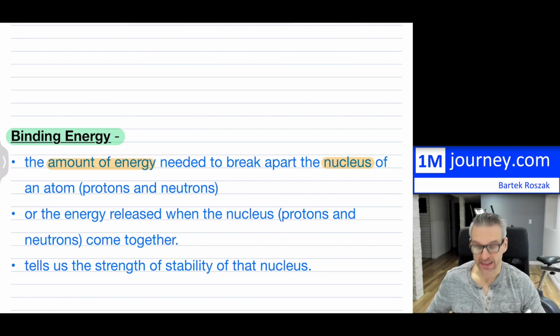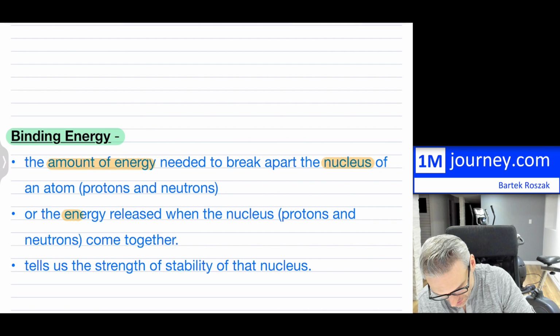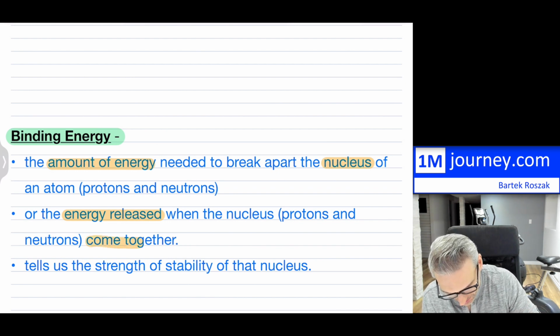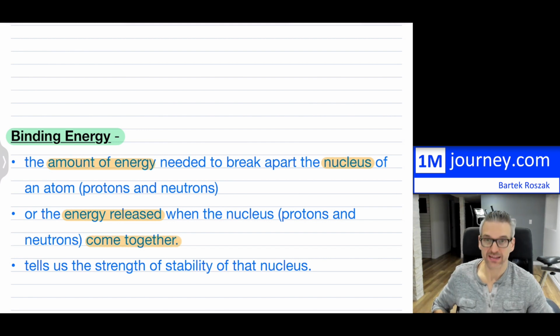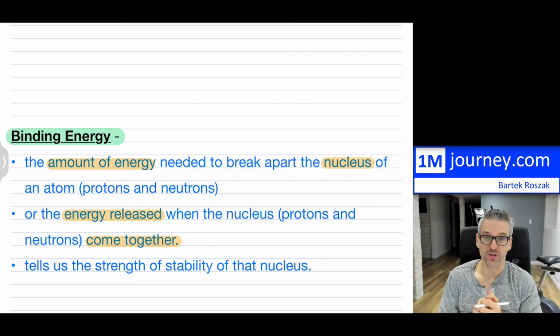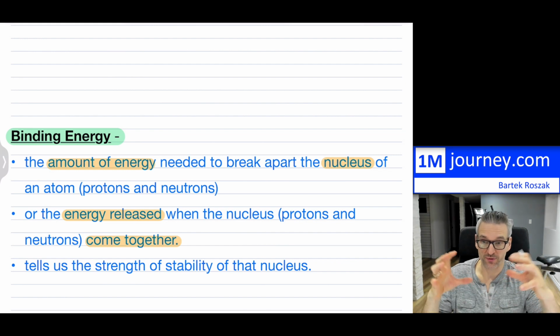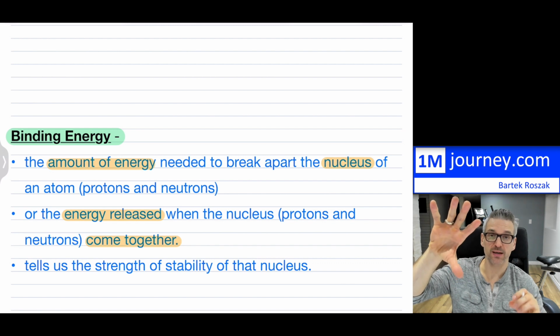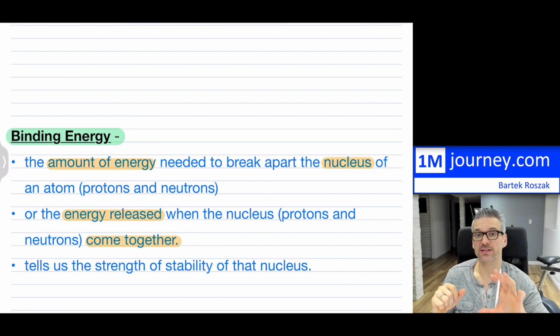Or it is the energy which is released. So it is the amount of energy that would be released when you take protons and neutrons and they start to come together. So it is either the breaking apart, which is typically the fission concept, or coming together, which is the fusion concept as well. So it is either to break those bonds up, or to create those bonds, and then it's the energy which is released.